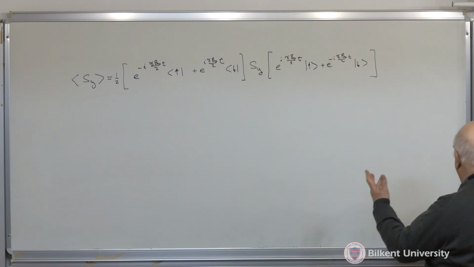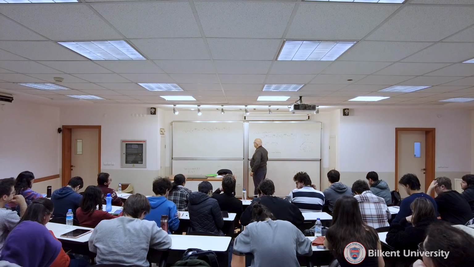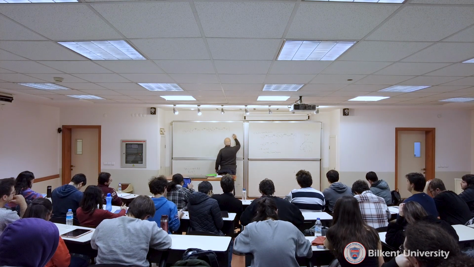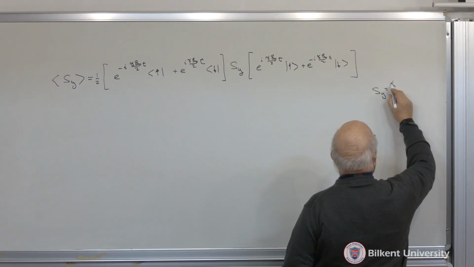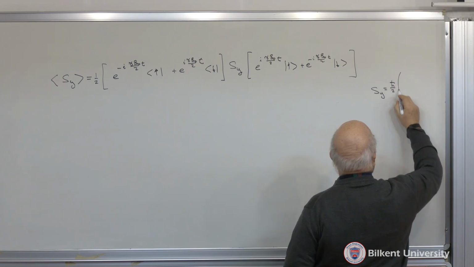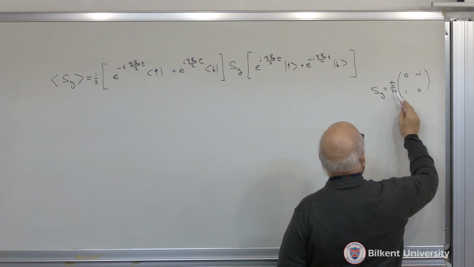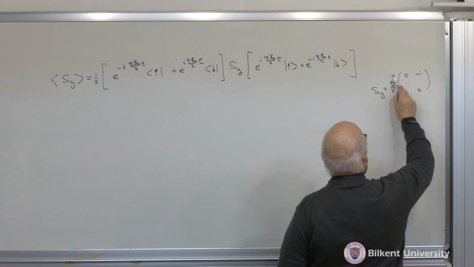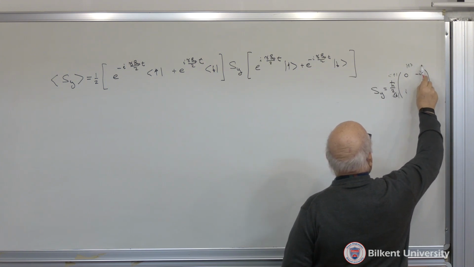So the argument is the same. We had this Sx, and the matrix element of the Sx had a certain form. Now Sy has matrix elements h bar over 2, 0, minus I, 0. So now I have to be careful to put in the proper sign. So this is again up, down, up, down.